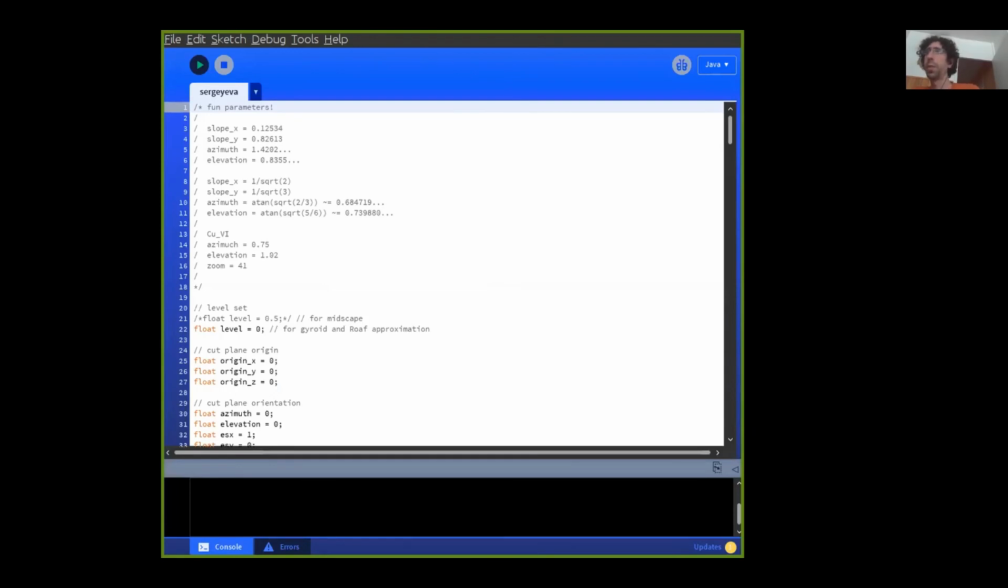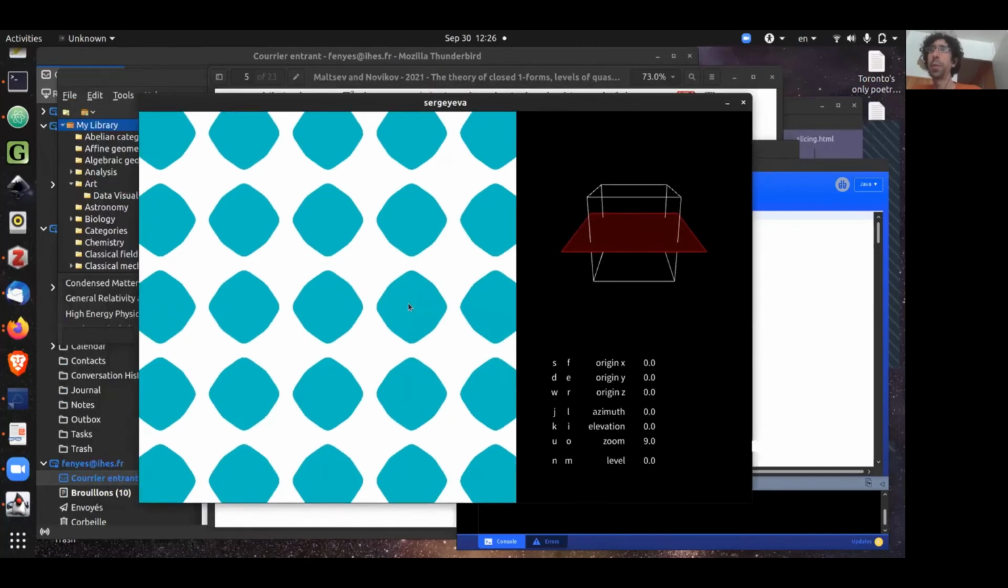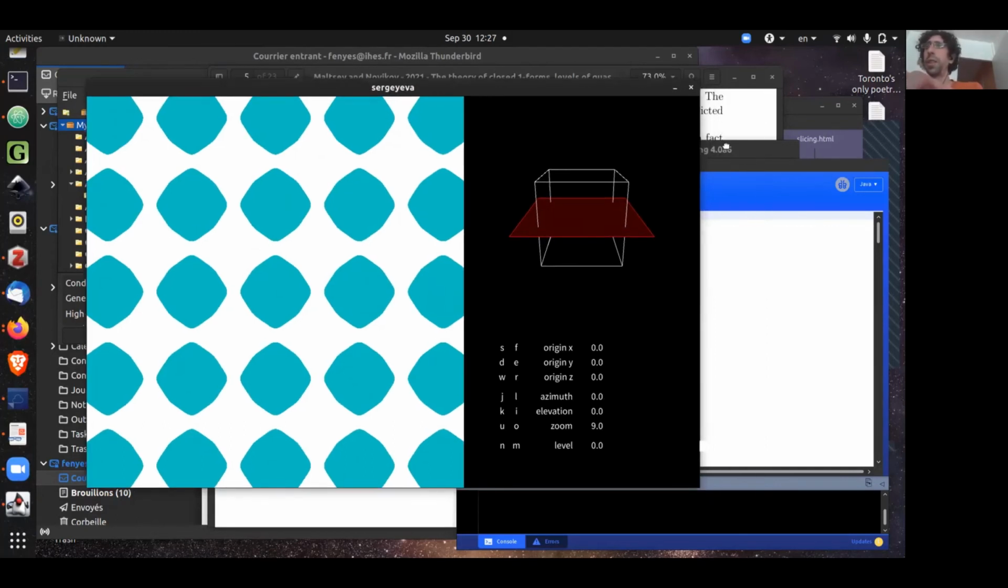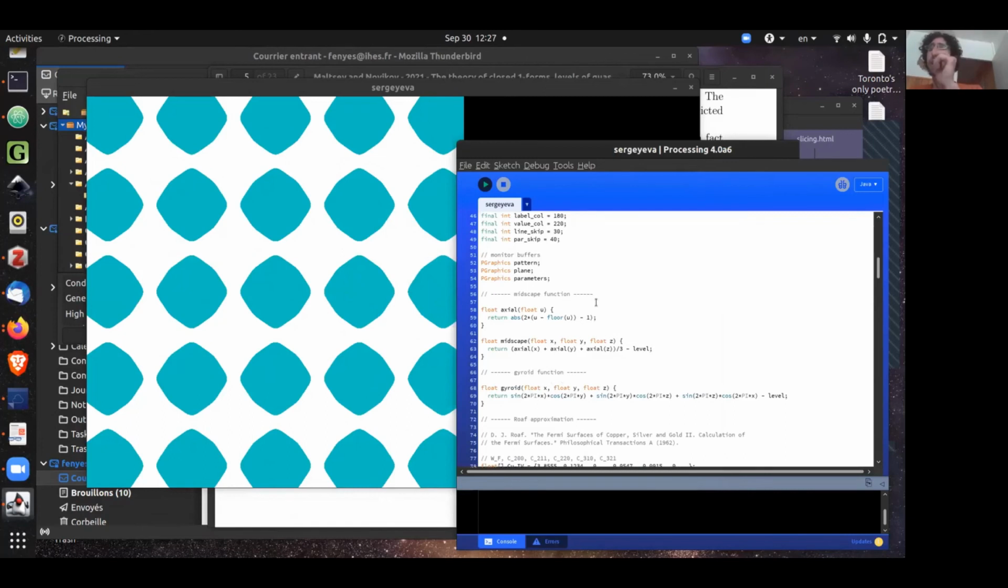So, can everybody see? Oh, wait a minute. I'm sharing one. All right, can everybody see a pattern of sort of white and green? Yes. Great, okay.